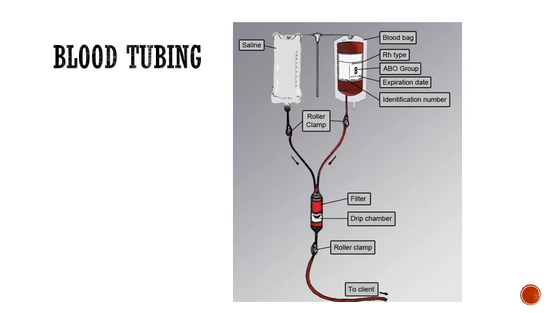We can never start fluids through a dry line. So we would prime with normal saline. Then once we have our blood, we would shut the roller clamp to our saline and prime the rest of our tubing, starting the infusion and letting that blood flow.